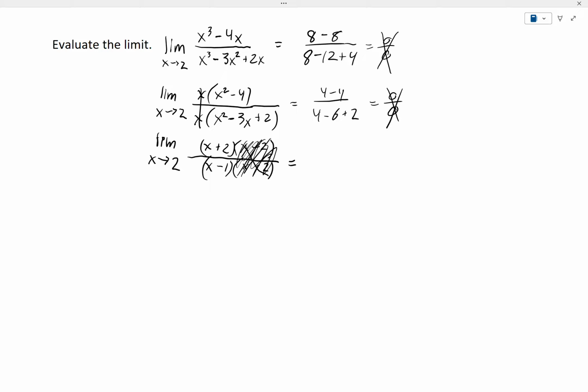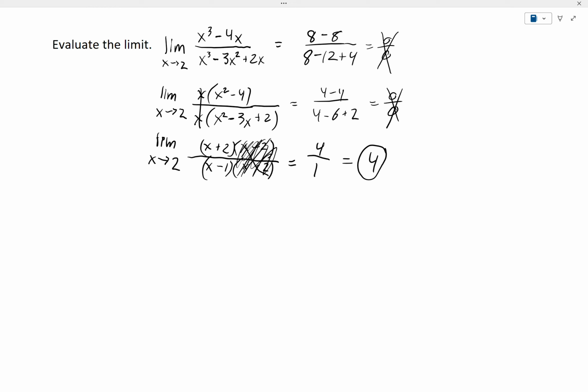Okay, let's plug in 2 once again. Get 4 all over 1. So 4. And that's the answer for this limit. The limit value here is 4, and we had to cancel out 2 factors in the numerator and denominator.